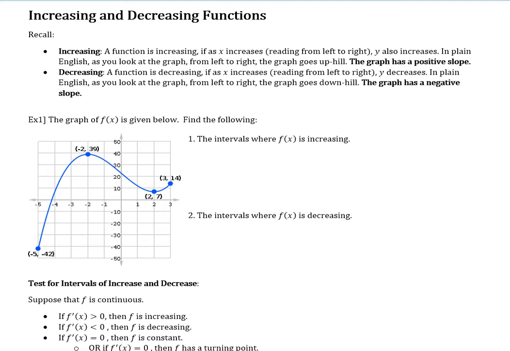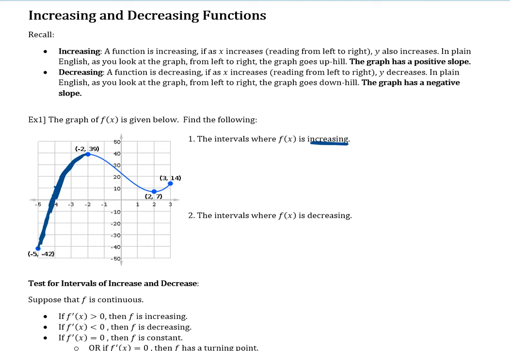Okay, so let's look at this problem here where it says the graph of f of x is given below. Let's find the following: the intervals where f of x is increasing. So let's do that in blue. Notice it has an endpoint here. That's okay, but I'm going to bold it. This is where I'm drawing left to right upward, so this is where it's increasing. I'm just bolding it in the blue.